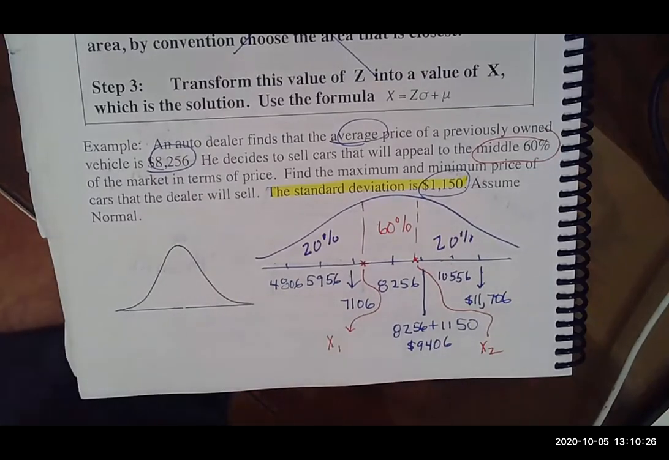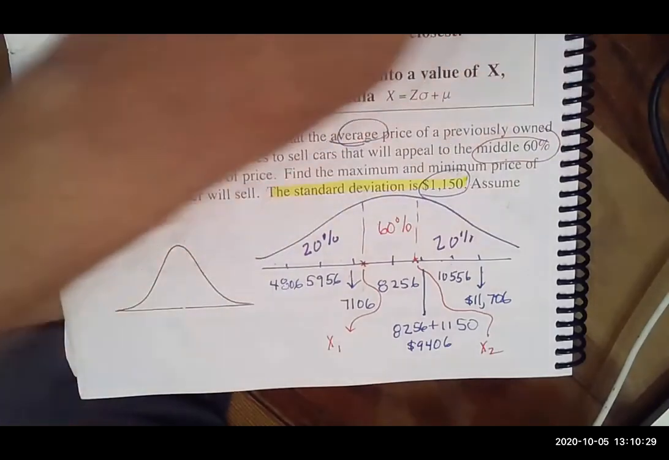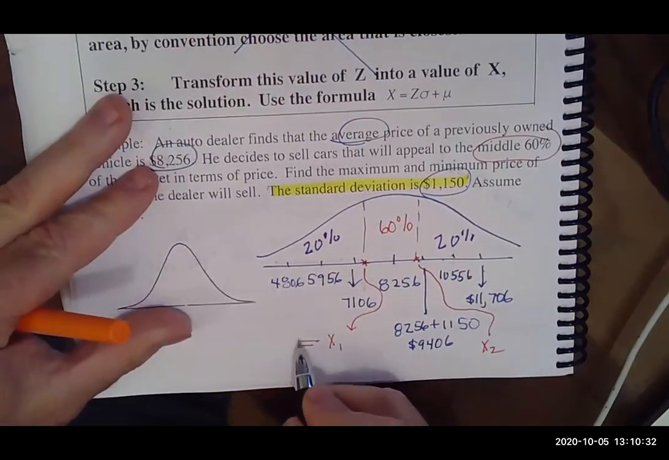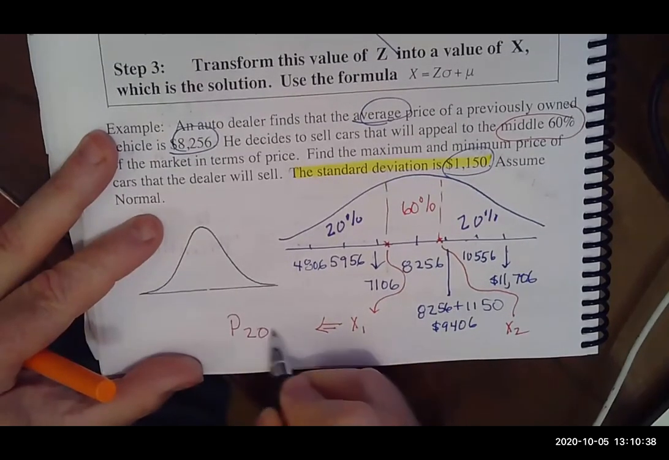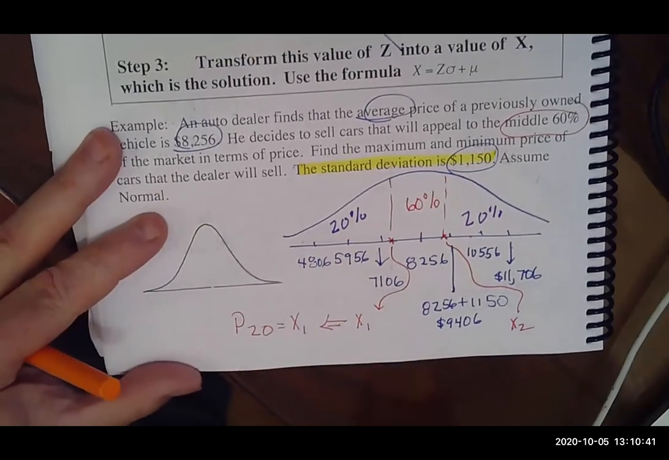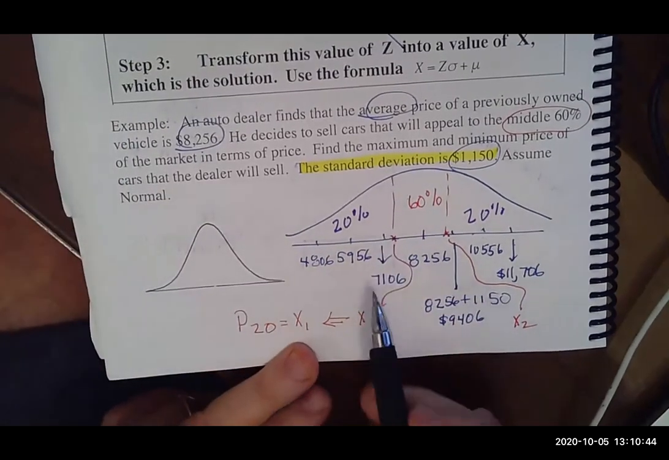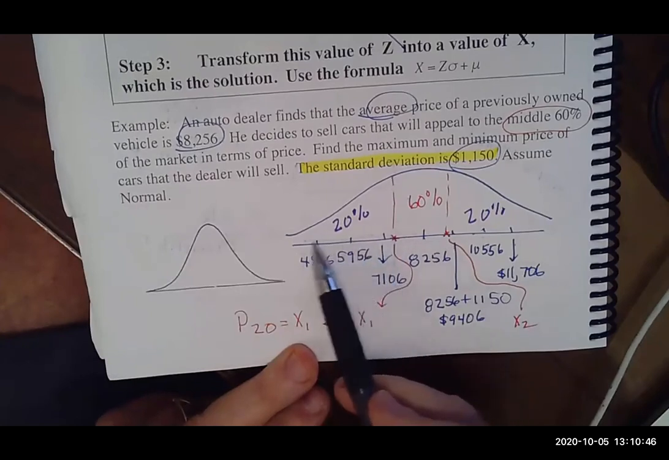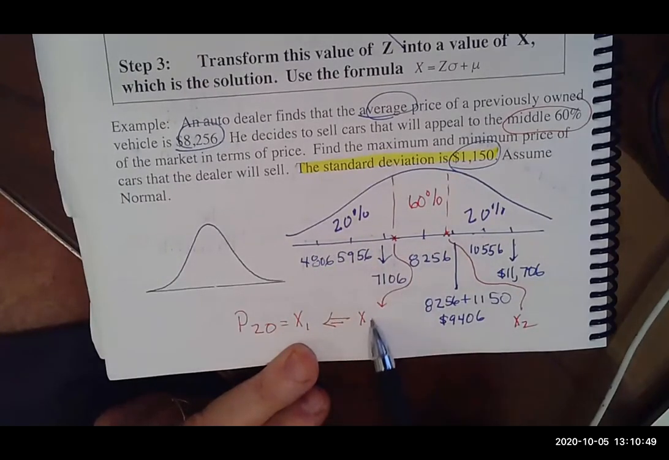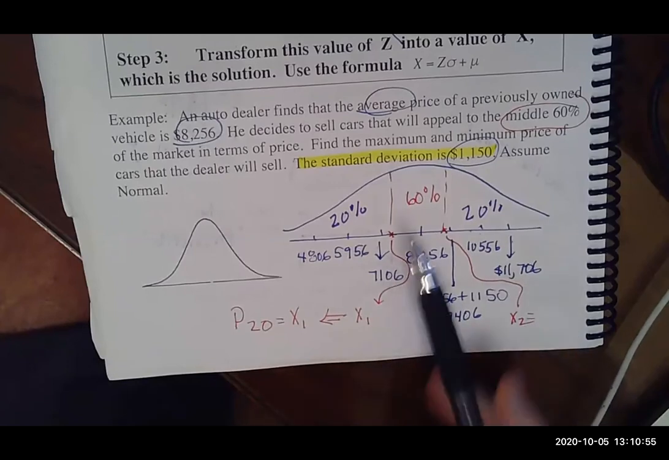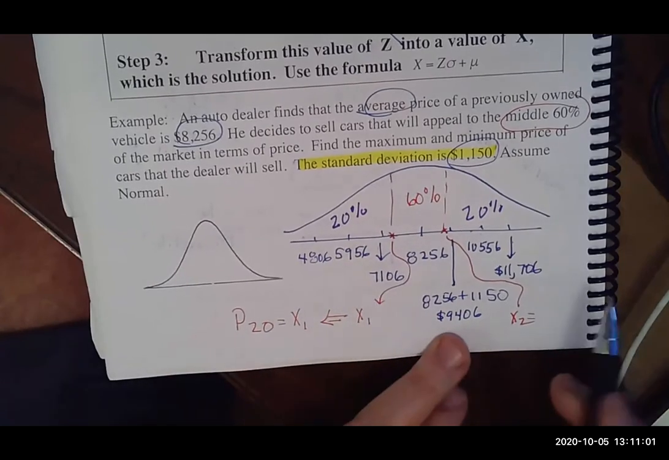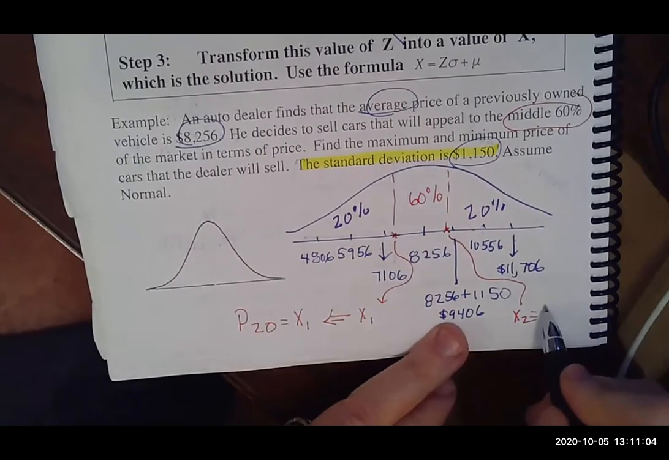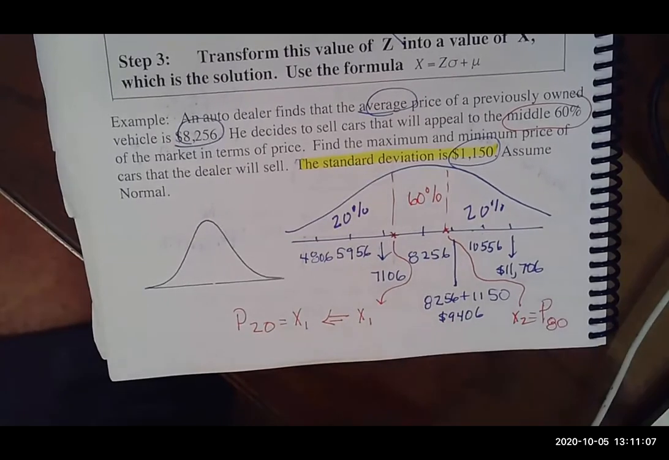Now, this would be considered the 20th percentile. It's always to the left. The percentile percentage is always to the left. So 20th percentile is that marker. It's that X value. And X of 2, the 80th percentile. Remember our notation? Capital P is percentile. Capital P, the 80th percentile.